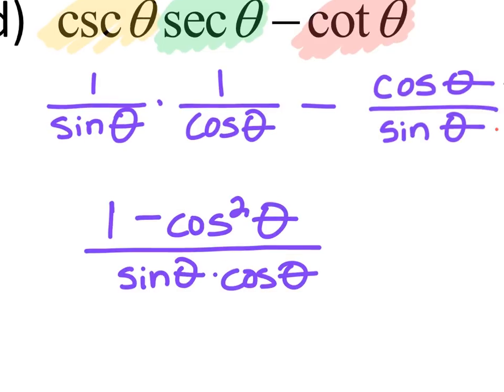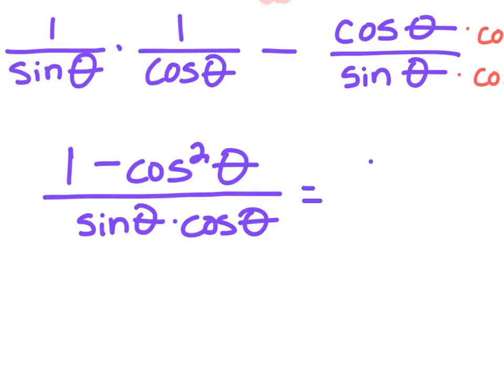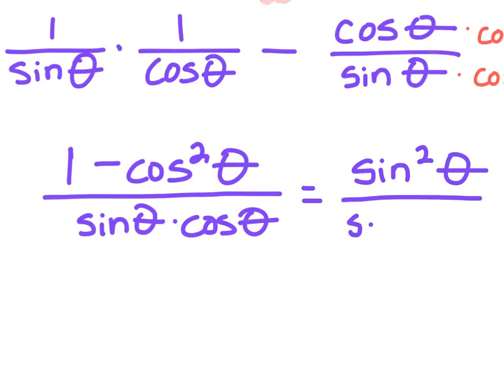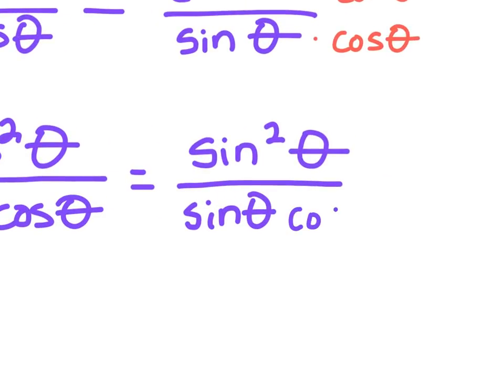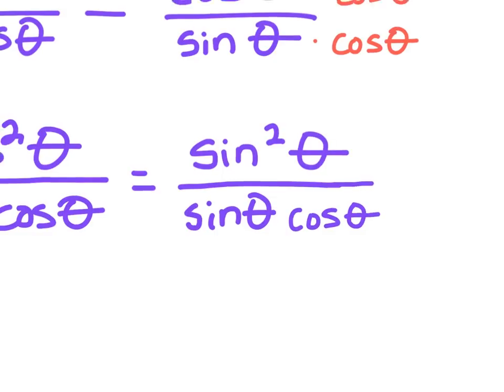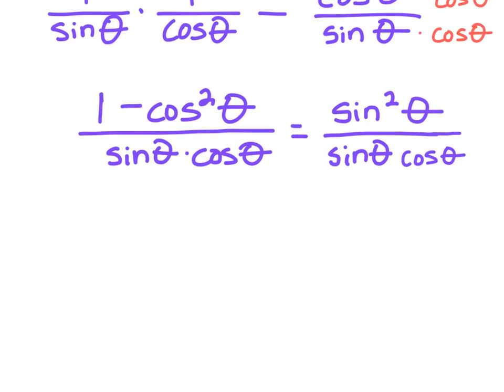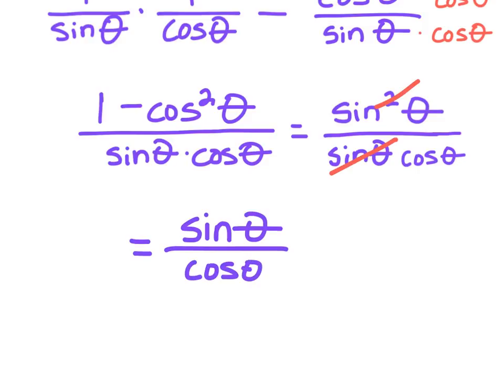And then you will notice that 1 minus cosine squared of theta is sine squared of theta, so I can change my whole numerator to sine squared of theta. Keep the denominator sine of theta times cosine of theta. Now the 1 sine in the numerator cancels with the sine in the denominator. And so that whole thing leaves me with, I still have a sine in the numerator and a cosine in the denominator, and that whole thing is equal to tangent of theta.